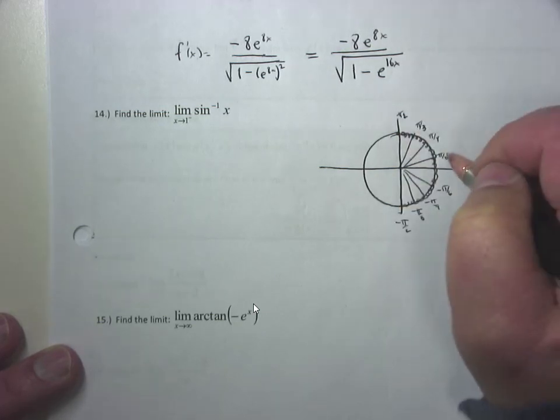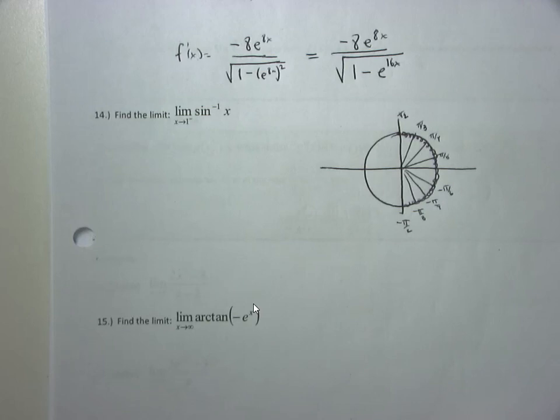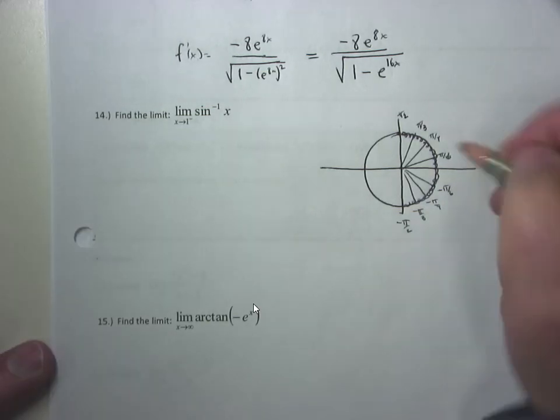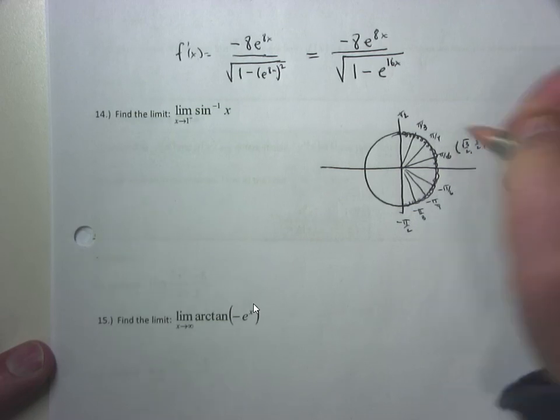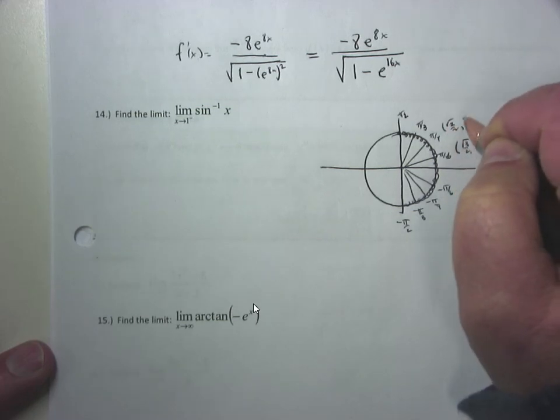If you look at these points here, I'm just going to do the ones in the first quadrant because they're positive. This would be the square root of 3 over 2, 1/2. Square root of 2 over 2, square root of 2 over 2.